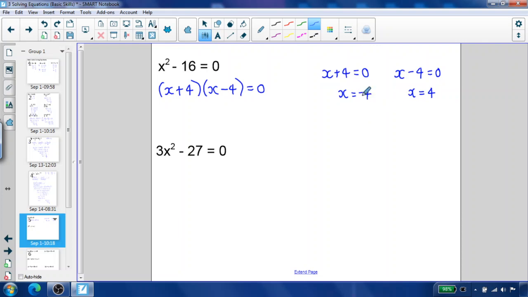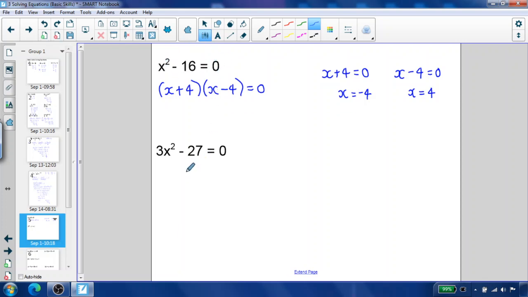So we've got 2 solutions here. And again, if we substitute it in, we can check it works. Because minus 4 squared, minus 4 multiplied by minus 4 is 16. 16 minus 16 is 0. 4 squared is 16. 16 minus 16 is 0. So there's 2 solutions that work for this. Okay, so we've solved this one.